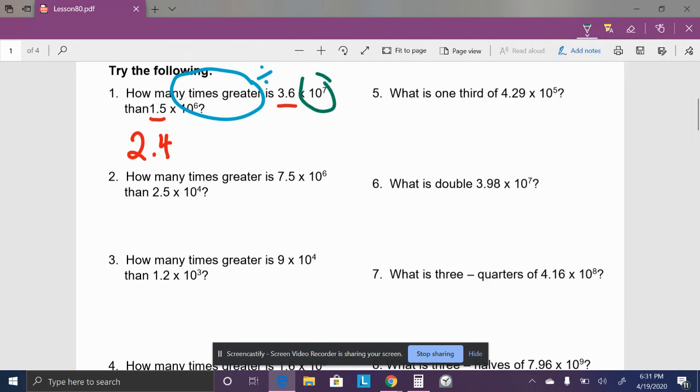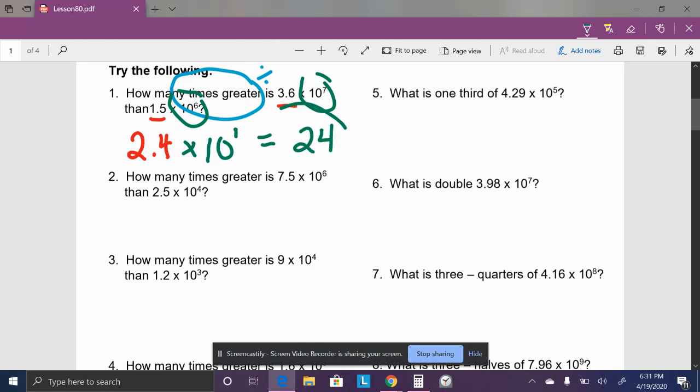Then 10 to the seventh divided by 10 to the sixth. You keep the base and subtract the exponents. So 7 minus 6 is 1. So it's 2.4 times 10 to the first. Then you multiply that out, 2.4 times 10, which I know off the top of my head, just move over the decimal spot, is 24. So that would be my answer.